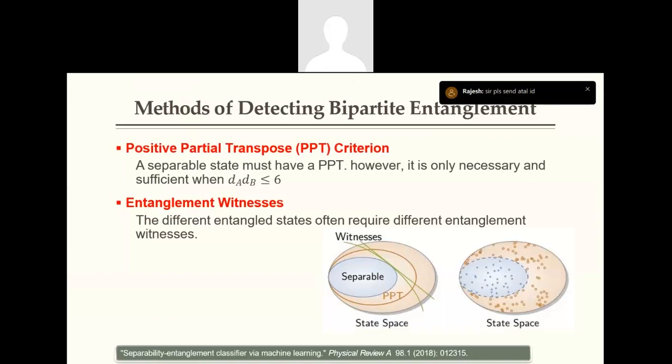If you have different kinds of entangled states, they require different witnesses, because the geometry of the entangled region in state space is complex.